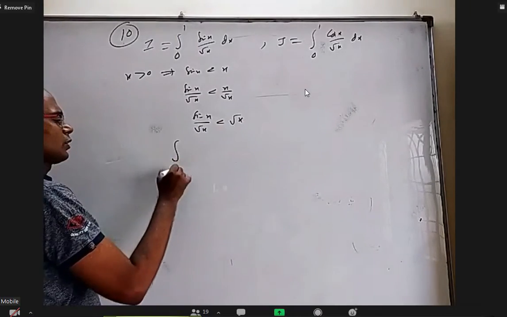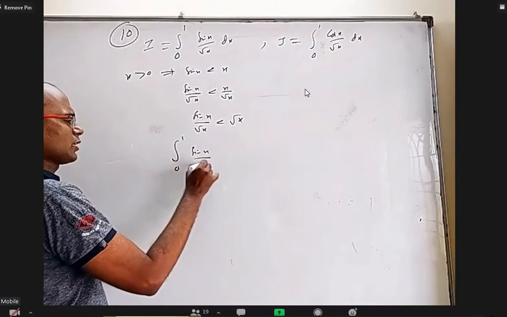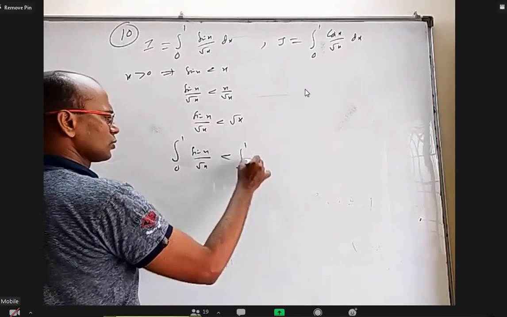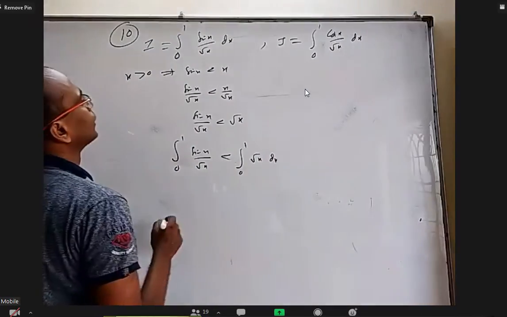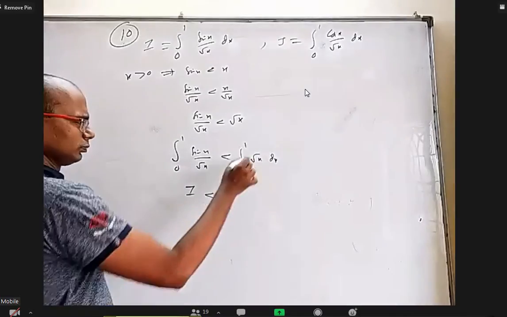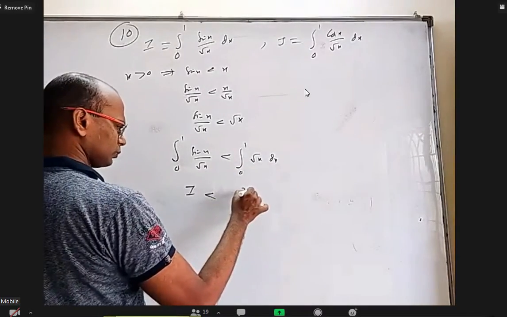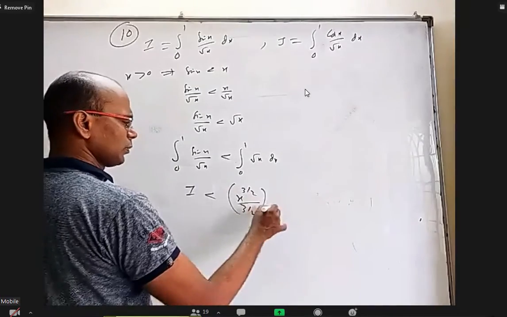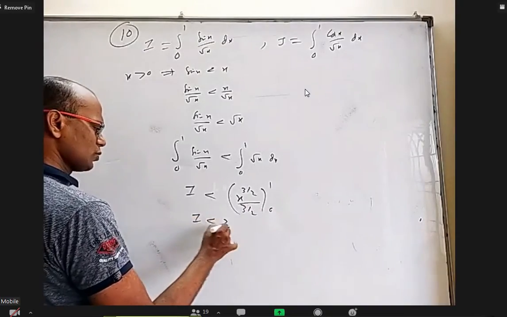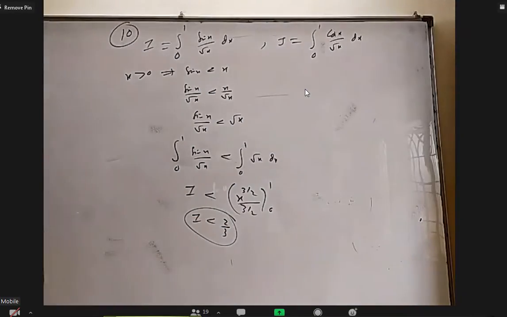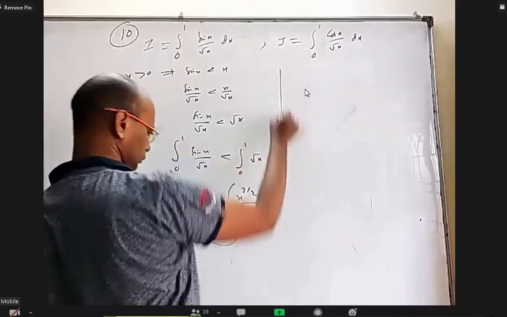So now we take integral 0 to 1, sin x by root x is less than integral 0 to 1 root x. This is I. This integral is x power 3 by 2 by 3 by 2 from 0 to 1, which is 2 by 3. So that's how I is less than 2 by 3.